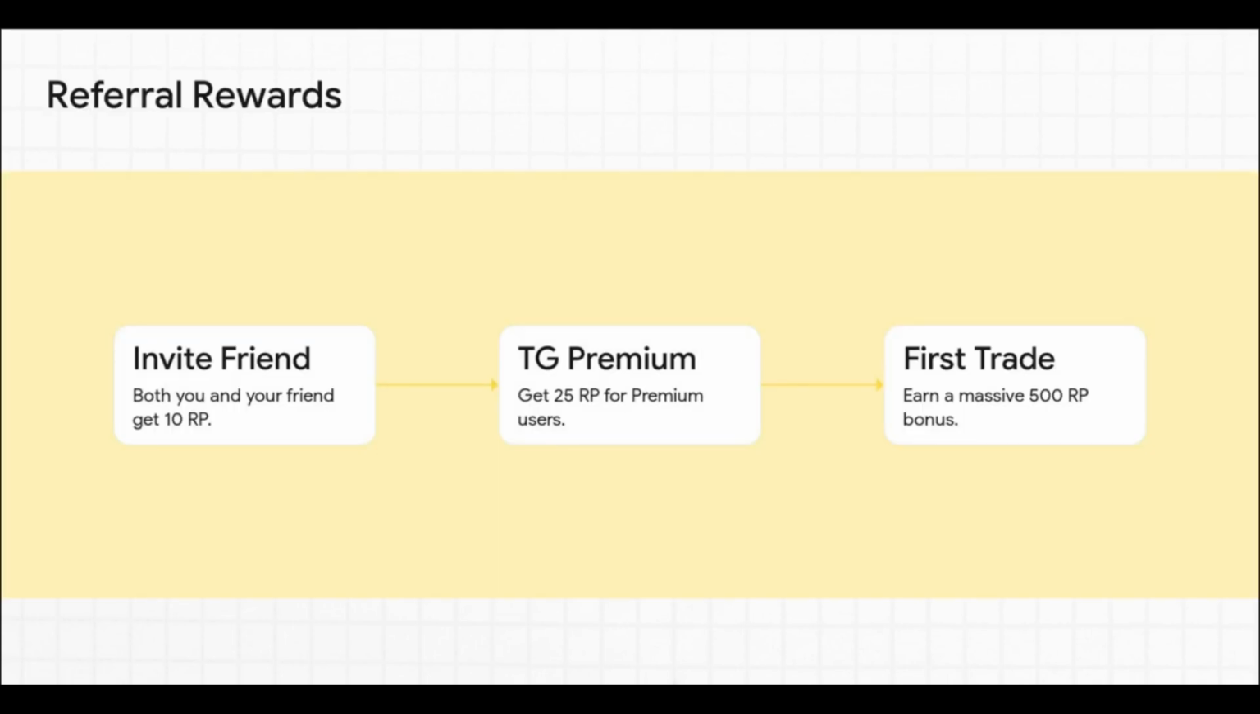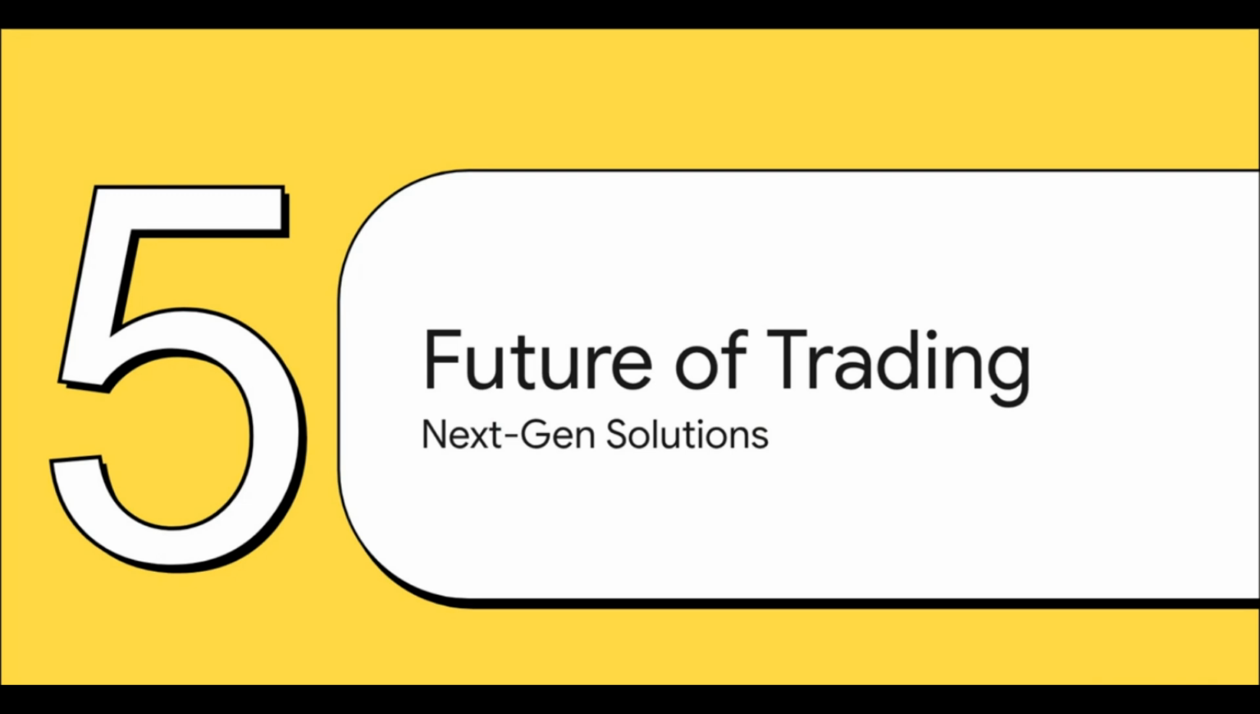And they didn't stop there. There's also a highly viral referral multiplier designed to rapidly scale the community. When you invite a friend, both of you get 10 RP. If that friend happens to have a Telegram Premium subscription, you bump that up to 25 RP. But check this out. When that referred friend executes their very first trade, you get hit with a massive 500 RP bonus. It's huge.